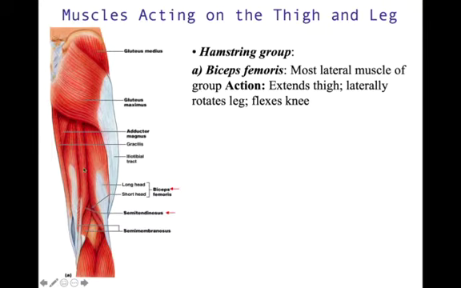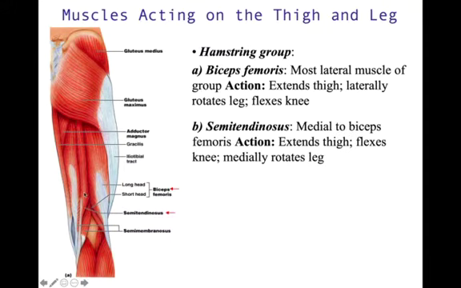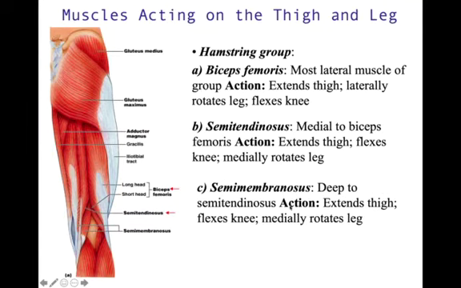The medial ones now are the semitendinosus and the semimembranosus. The semitendinosus is the superficial one right here, a thin superficial muscle. It also extends the thigh and medially rotates the leg. The deeper one is deep to the semitendinosus, but because it's wider and the semitendinosus is skinnier, it's still visible. This deeper one is called the semimembranosus. It also extends the thigh, flexes the knee, and medially rotates the leg.